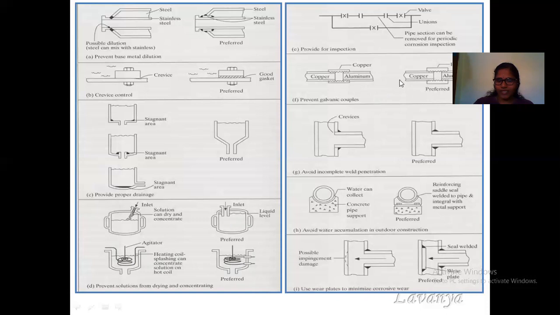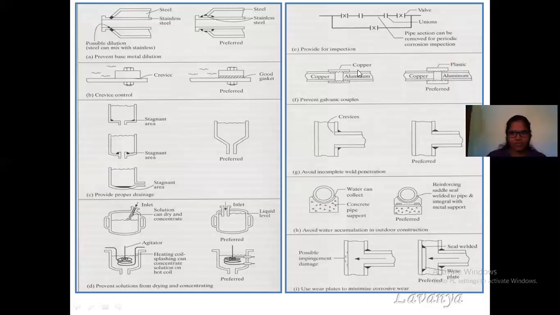And this is a galvanic coupling. We know that when two dissimilar metals are connected with each other, it leads to the corrosion of one of them, the active metal or more oxidized metal. To avoid such coupling directly, we can go for this type of model where both can be coupled by using a plastic.